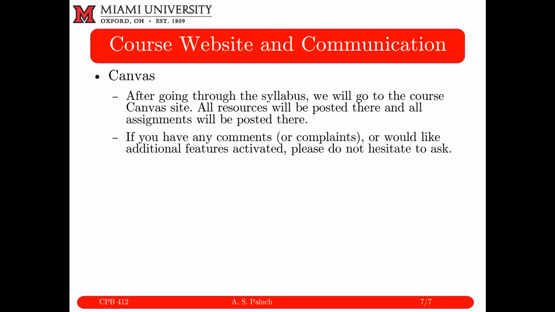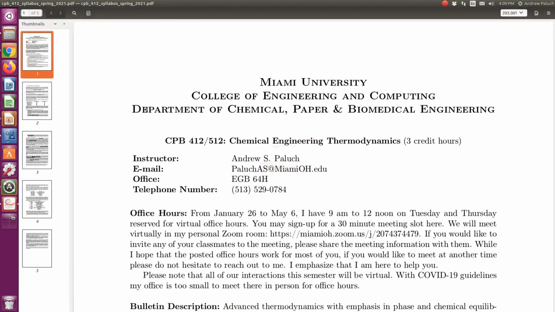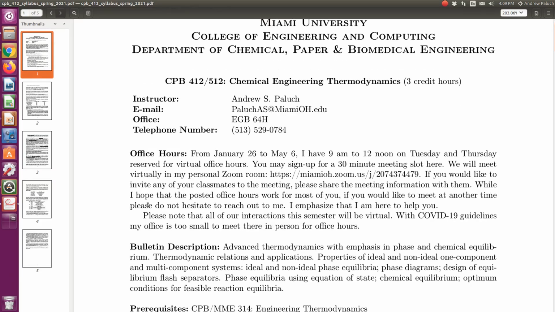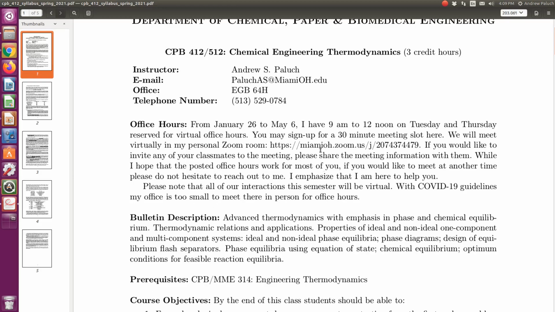All right, we're going to exit out of the slides here, and then we'll move on and look at the syllabus and also the course website. You can find the syllabus on the Canvas page. We'll take a look at it. I have office hours blocked off Tuesday, Thursday from 9 a.m. to 12 noon. There's a link on the Canvas page to sign up for an appointment. You can sign up for as many appointments as you want, and we'll meet in my personal Zoom room.